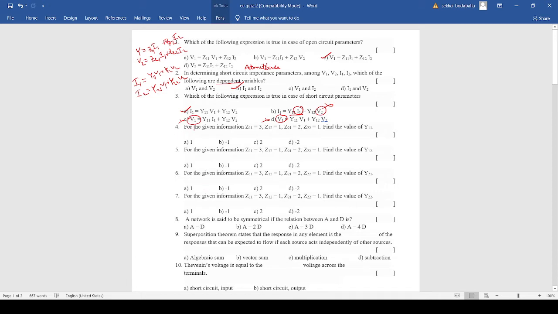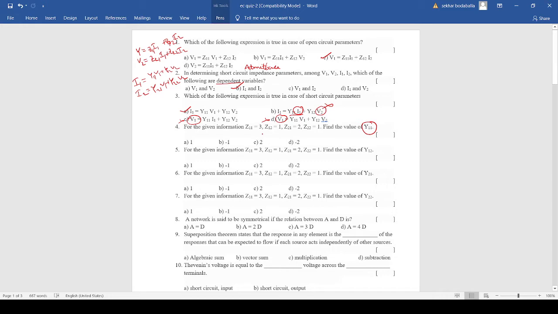Fourth question: for the given information, that is Z11 is equal to 3, Z12 is equal to 1, Z21 is equal to 2, Z22 is equal to 1. Find the value of Y11. See, in this question, he has given the Z parameters. He is asking us to find one of the Y parameters.